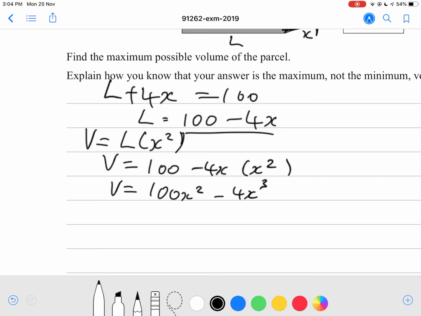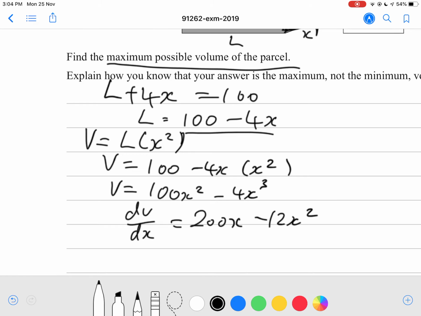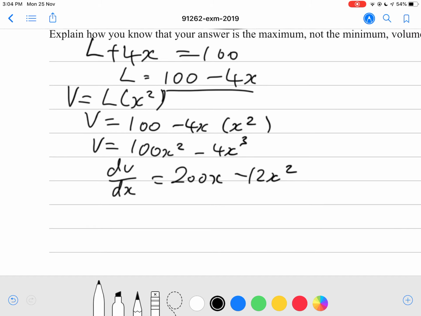Okay, so we have our volume formula now, and we want to find the maximum possible volume of the parcel. So that's basically a turning point, okay? In the turning point, the gradient is 0. So we're going to differentiate to find our gradient function. So dV/dx equals 200x minus 12x squared. This would equal 0 because a maximum means it's a turning point, and that's gradient equals 0. So 200x minus 12x squared equals 0. And you should just do everything in your graphics calculator because it saves a lot of time. So you should get that x is equal to 50 over 3, or x equals 0.